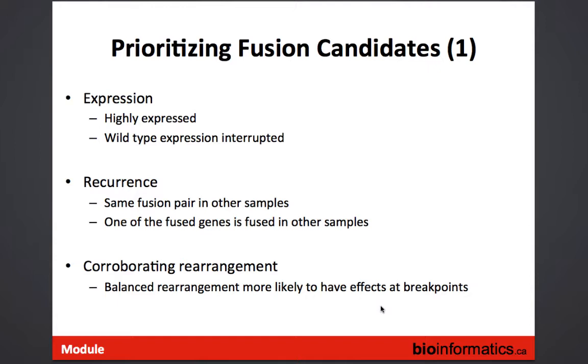Once we have a set of candidates we're confident in, how do we prioritize them? Well, we can look for stuff that's highly expressed, where perhaps there's interruption in the expression profile across the gene compared to what we expect the wild-type expression to be. We can look for a recurrence of either the pair of genes or one of the genes, especially if it's seen as rearranged in other cancers. We can look for corroborating rearrangement if we have any information about the genome, such as whole genome sequencing, or if we have copy number data, then we can look for a transition in copy number somewhere in the genes.